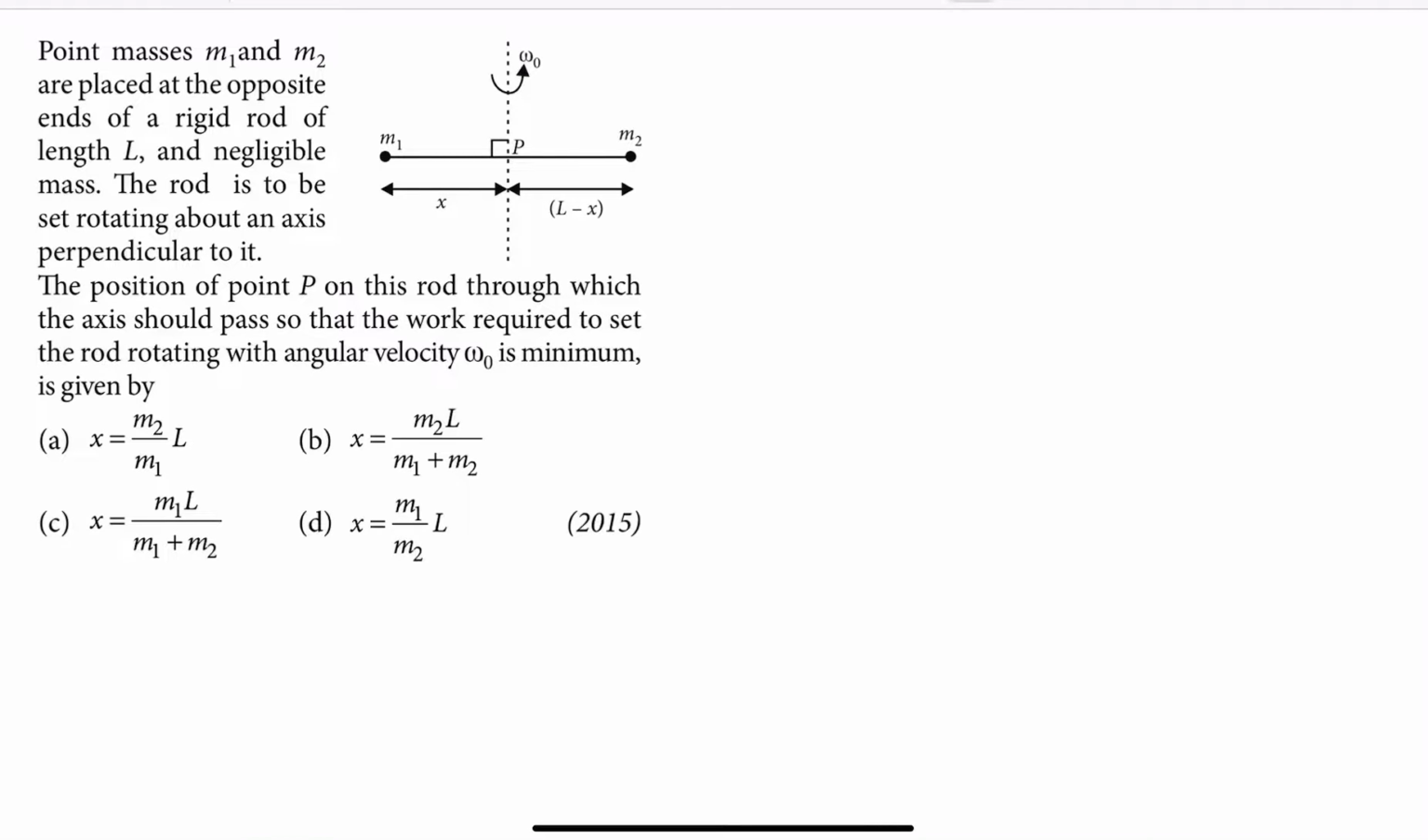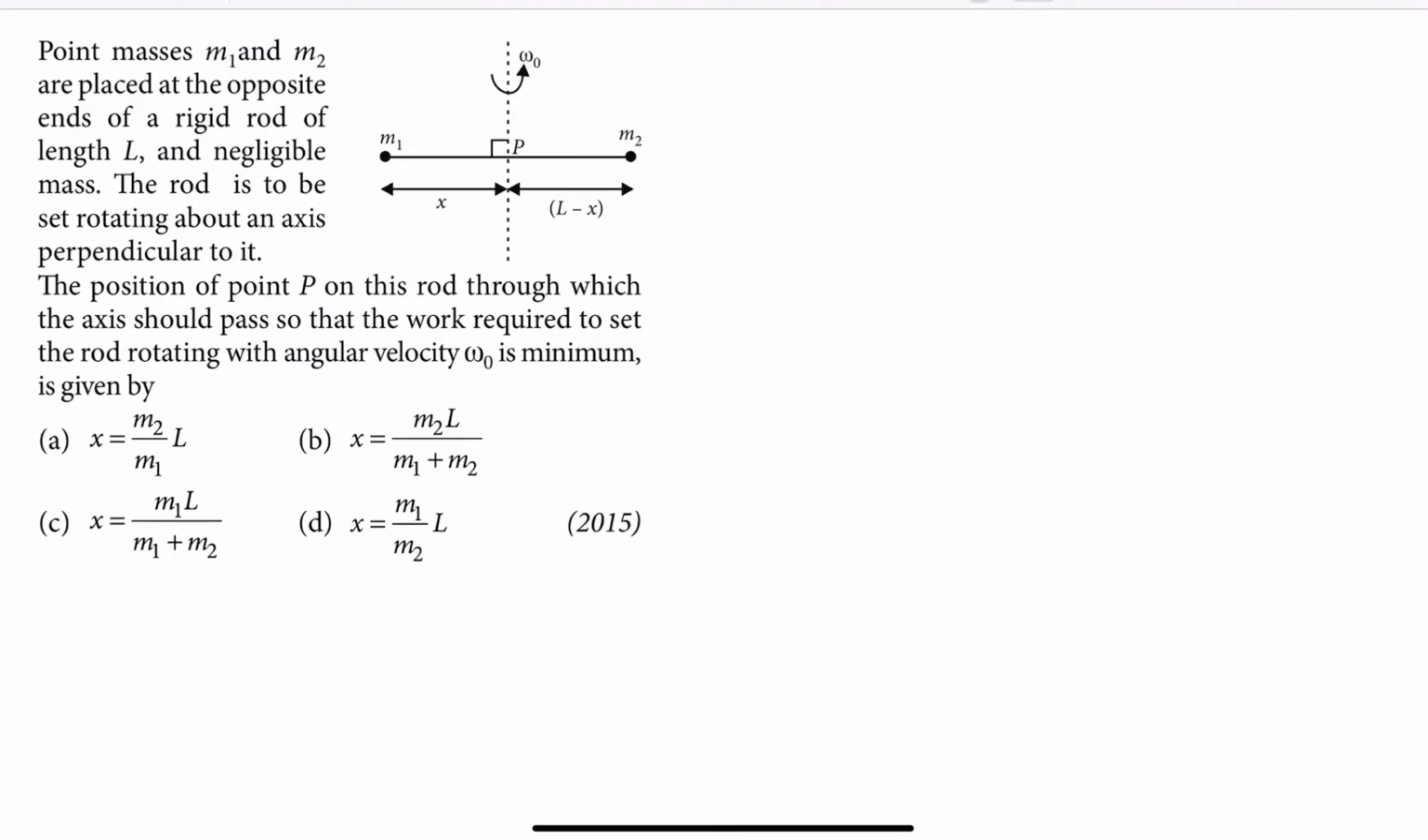Now let us look at this question. Point masses M1 and M2 are placed at the opposite ends of a rigid rod of length L and negligible mass. The rod is to be set rotating about an axis perpendicular to it. The position of the point P on this rod through which the axis should pass so that the work required to set the rod rotating with angular velocity omega naught is minimum is given by.